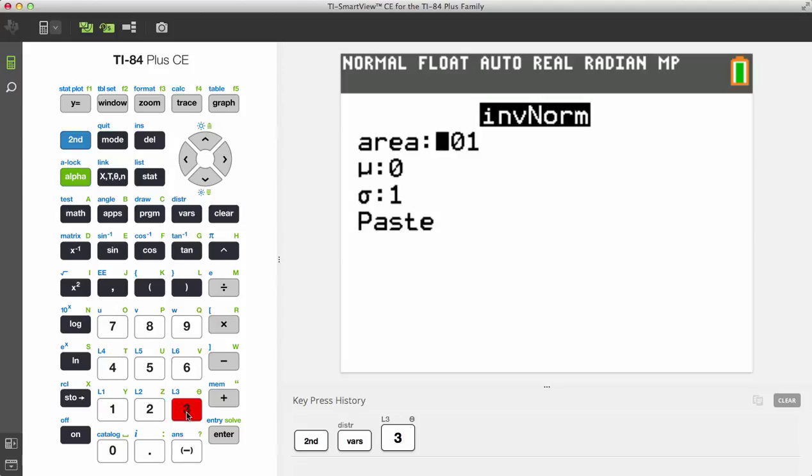That accumulated area was 0.1. We'll leave the mean at 0 and the standard deviation at 1 since we are finding that z value that is associated with a standardized normal distribution. Then we'll go down to paste and hit enter.